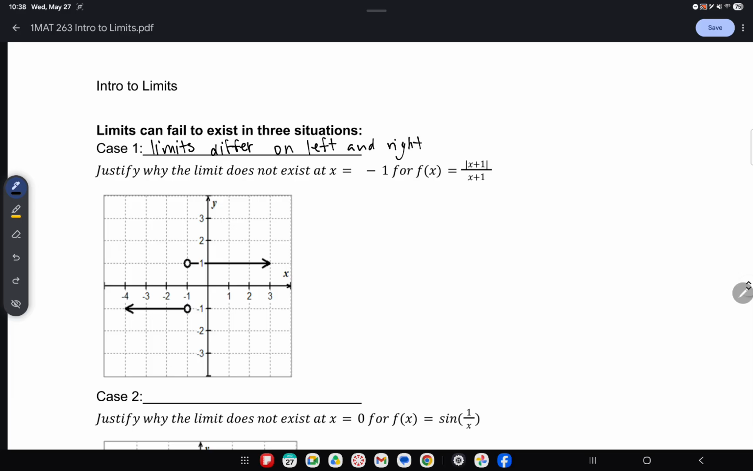So this says justify why the limit does not exist at x equals -1 for this function. So we could say the limit as x approaches -1 from the right is 1. I'm spelling out the full word. Limit as x approaches -1 from the left of the function is -1. So you can see the left and the right don't match. So there's the justification.